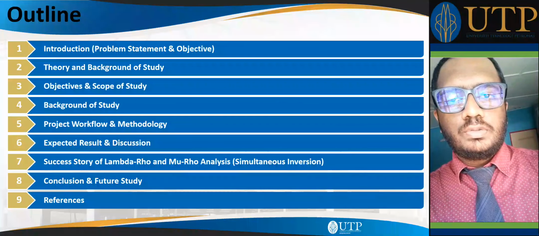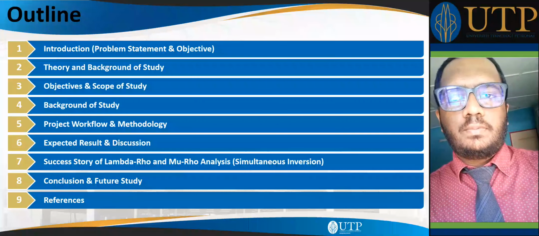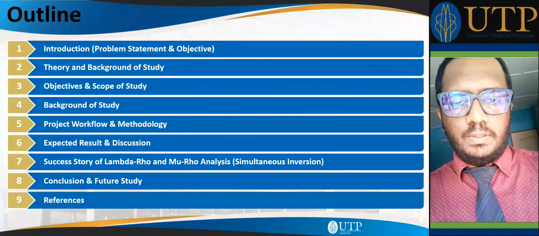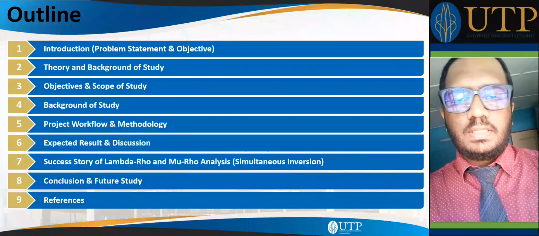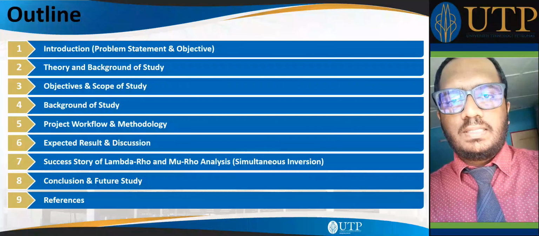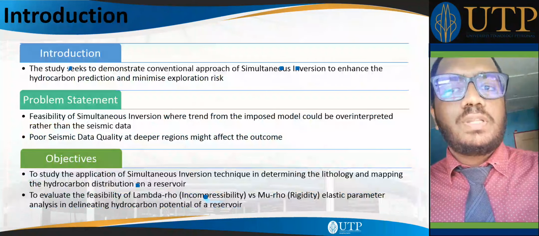Let me start with the outline of this assignment. This assignment, as usual, starts with the introduction, followed by the theory and background of study, then the objective and scope of study, project workflow and methodology, and then expected results and discussion, then the success story of Lambda-Rho and Mu-Rho analysis, and finally the conclusion and future study. Let's move on to the introduction.